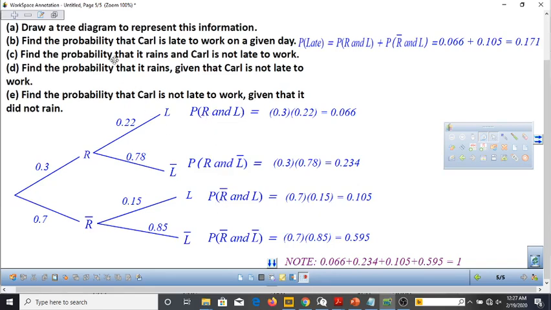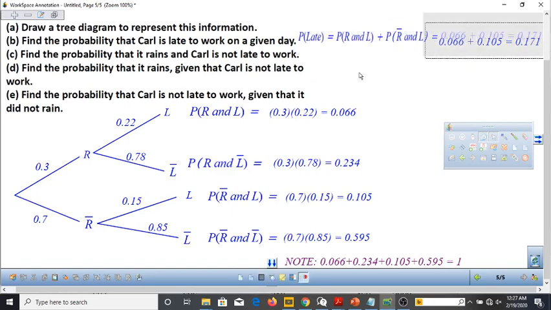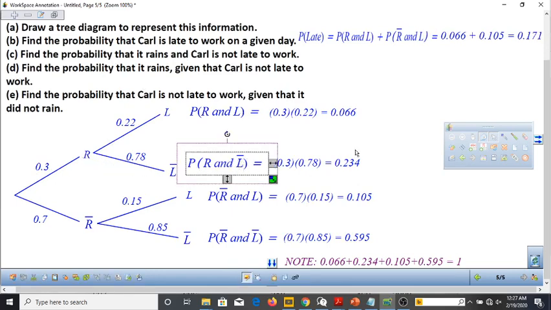Find the probability that it rains and Carl is not late to work. That one is actually easy because we already have that one. It rains and he's not late to work. So look for where it rains and he's not late to work. That is our example right here. So that answer is 0.234.